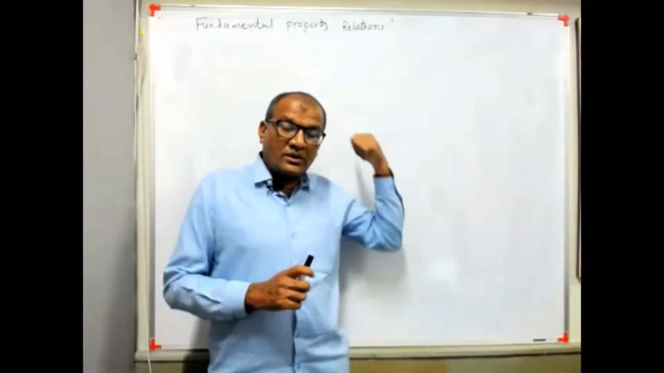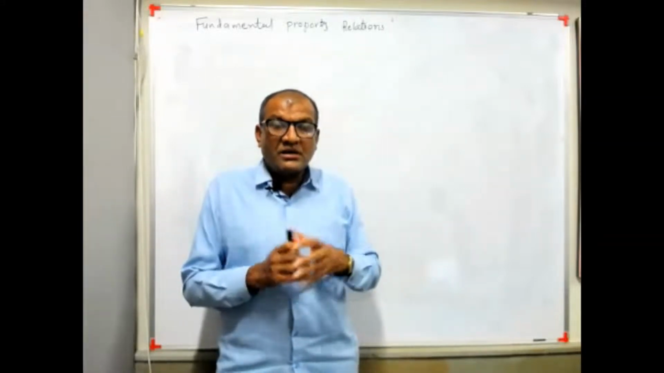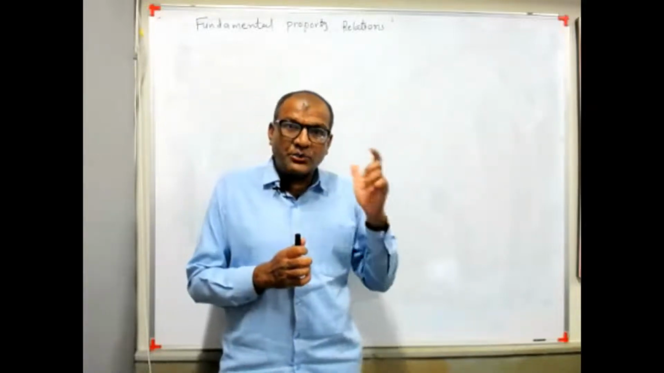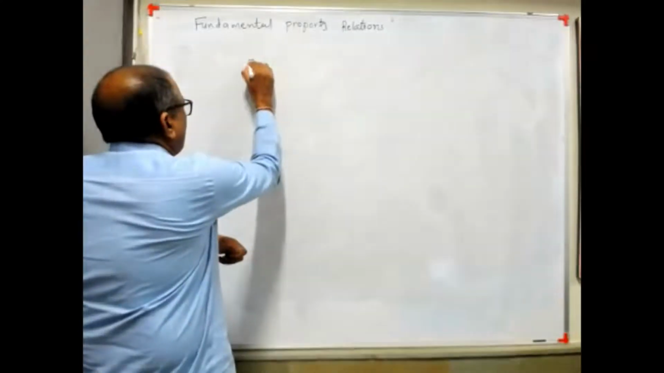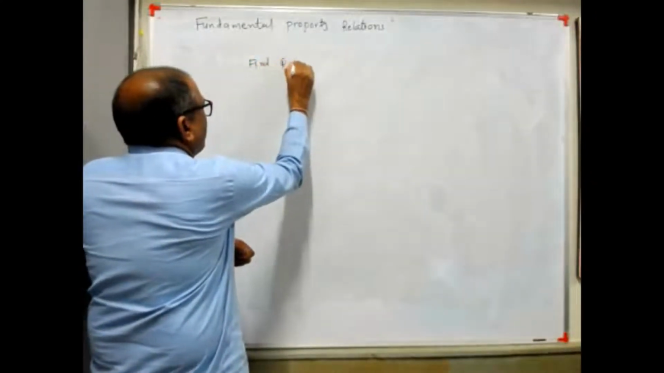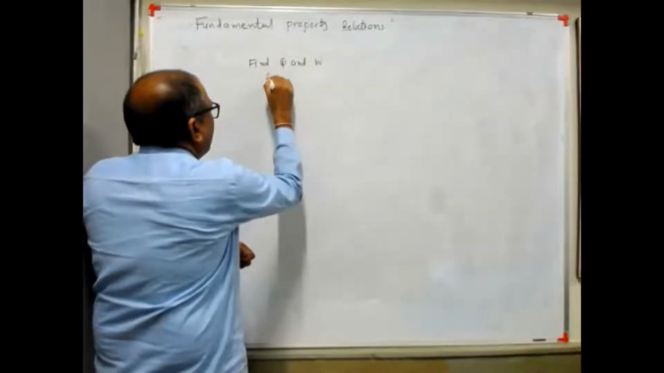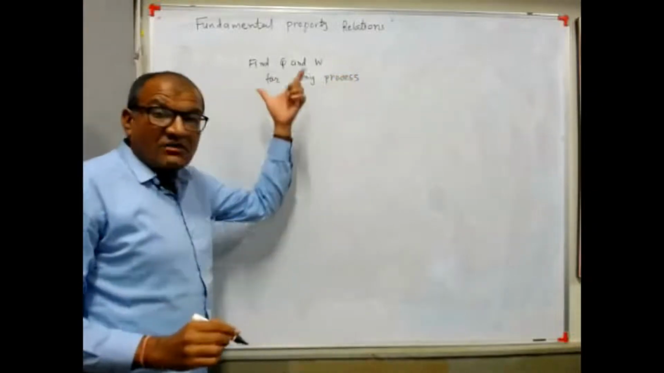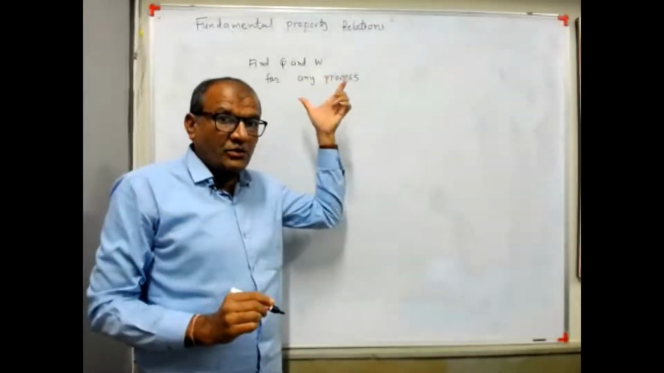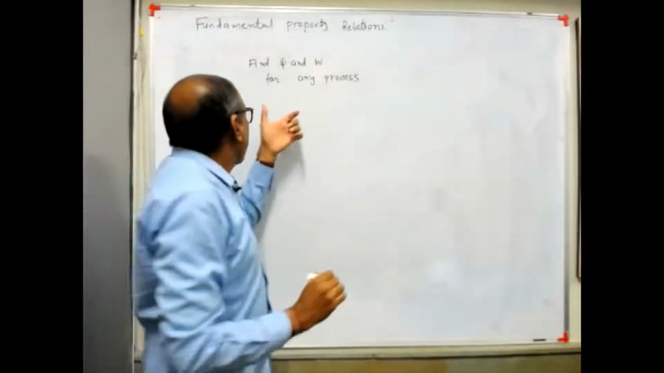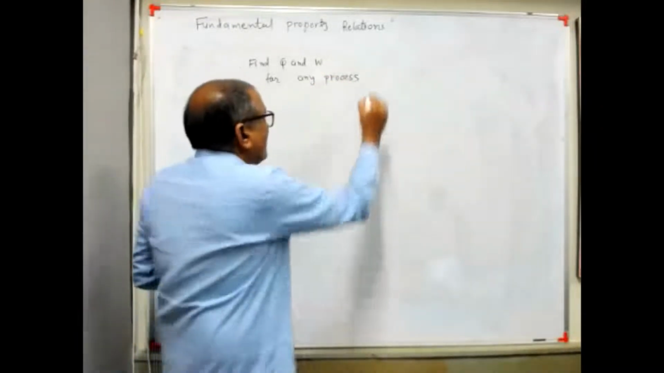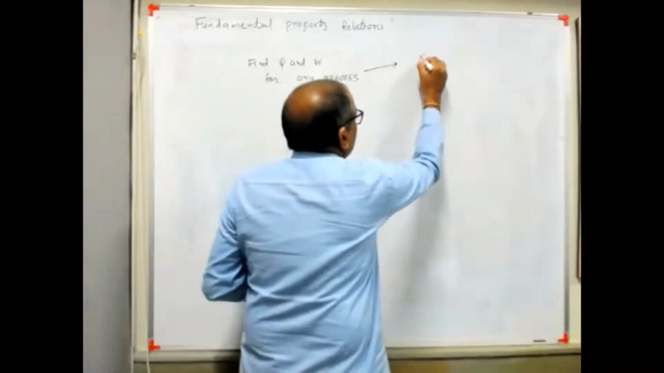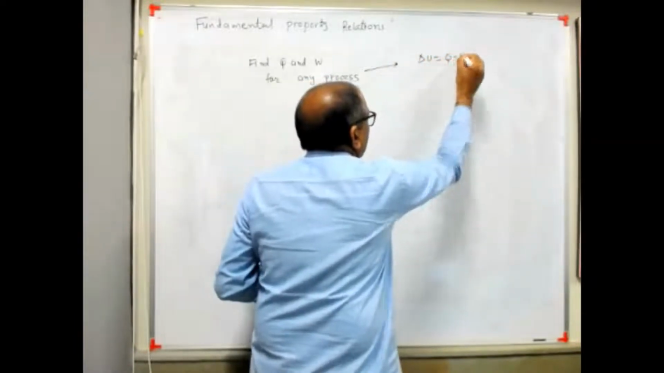We are going to deal with heat and work interaction. Let's consider that for any process, the objective is to calculate Q and W. Find Q and W for any process. This is our objective. We want to calculate Q and W for any process. Now, what are the ways? Using the first law of thermodynamics, delta U equal to Q minus W.